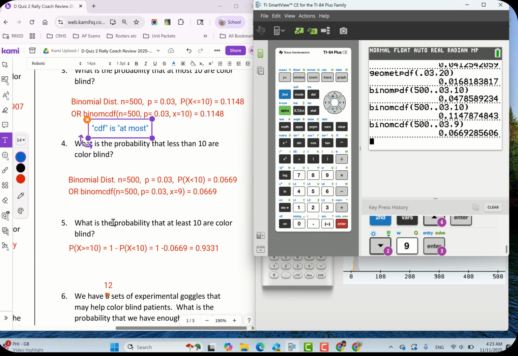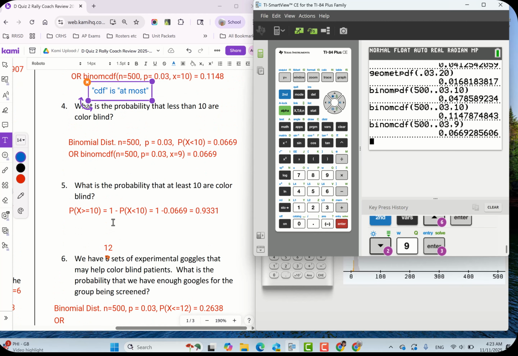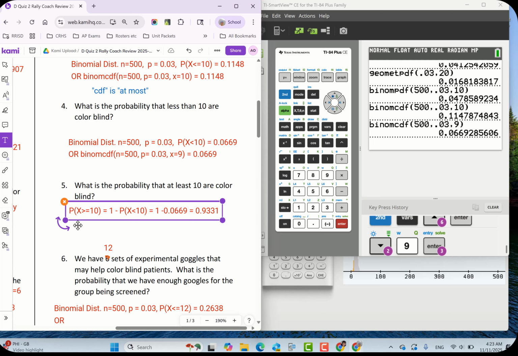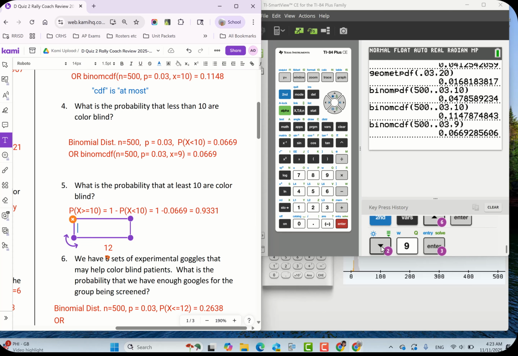All right. What is the probability at least 10 are colorblind? So what we have to do, if you were to write the sample space, all right, let me go ahead and do that. So we want our sample space. Let me go ahead and we can have 0, 1, 2, 3, 4.